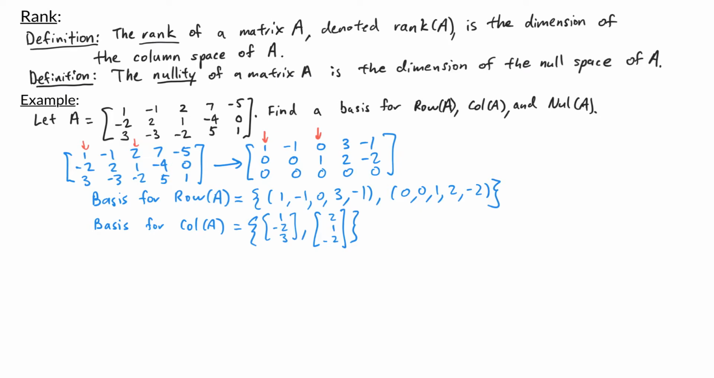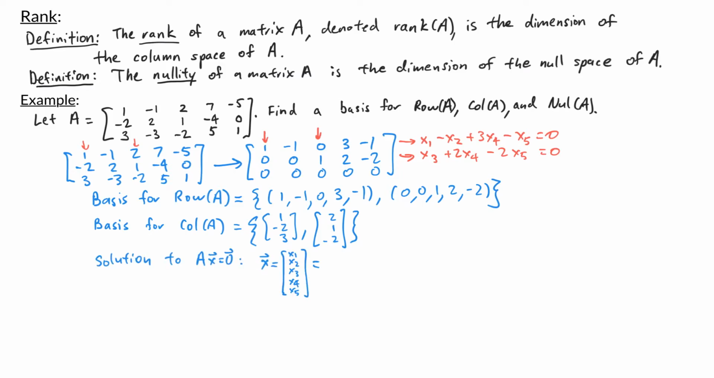Lastly, to find a basis for the null space of A, you want to write the solution to the homogeneous equation A times x equals 0 in parametric vector form. Looking at the reduced row echelon form of the matrix, we can translate the rows into equations. We have, for the first row, x1 minus x2 plus 3x4 minus x5 equals 0, and x3 plus 2x4 minus 2x5 equals 0.